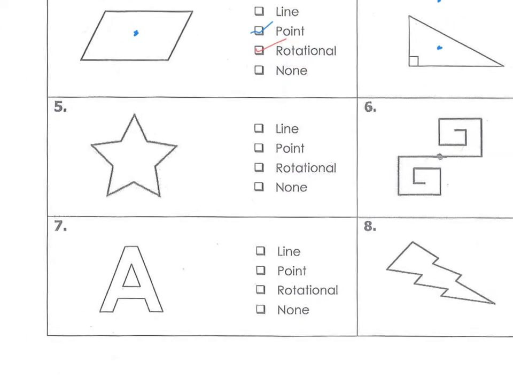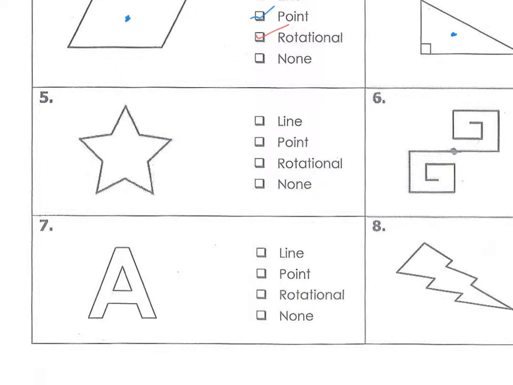Look at 5. Does 5 have a line symmetry? Where? Is that line symmetry right there? Is there any other one? Where? You could do it this way, couldn't you? And you could do it this way, right? So it does have several lines of symmetry.